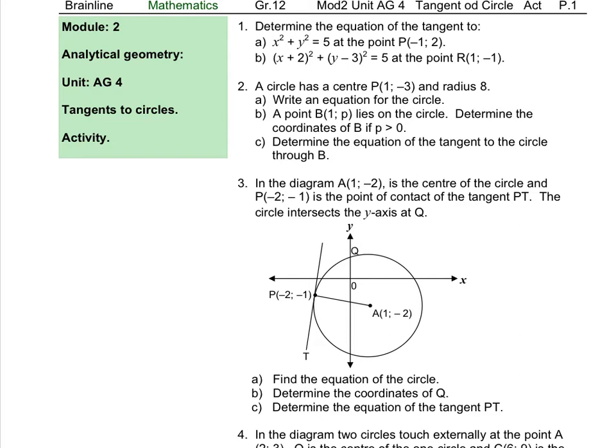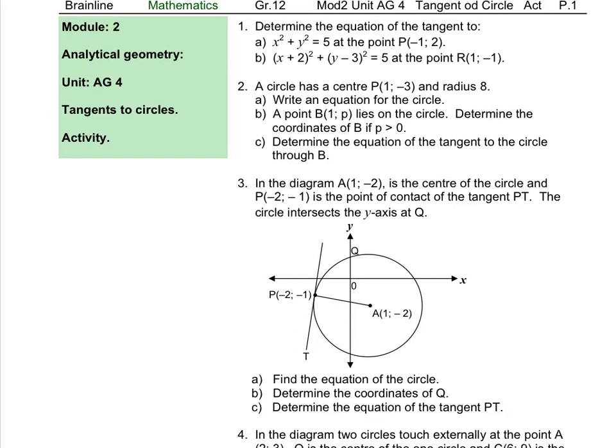Then question B, we have a circle (x plus 2) squared plus (y minus 3) squared equal to 5. And the tangent is at the point R where x is 1 and y is minus 1. So here we have a circle with a center (a, b). So we can read off the center by changing the sign to a minus 2 and changing it here to a plus 3 for the y value. So the center here will be where x is minus 2, y is 3.